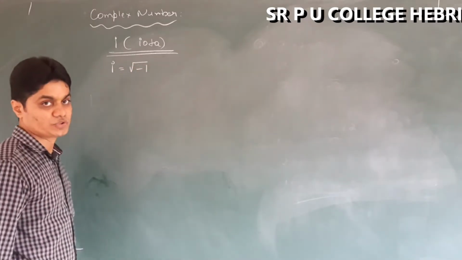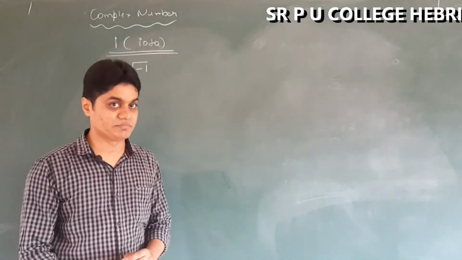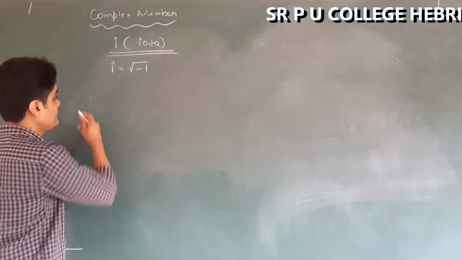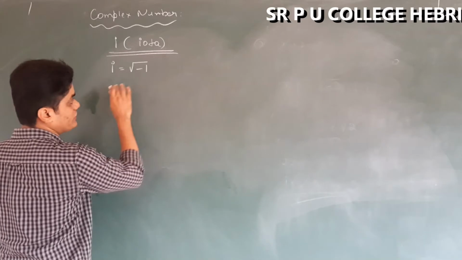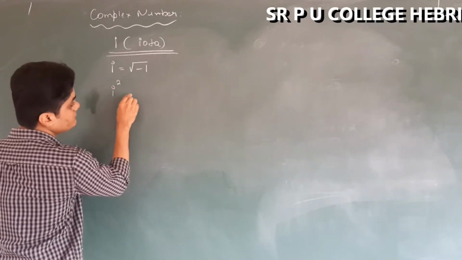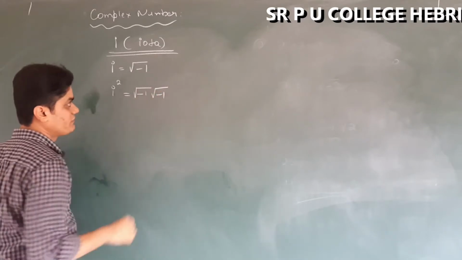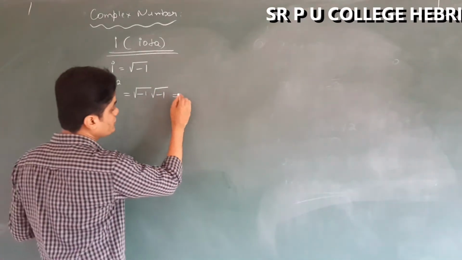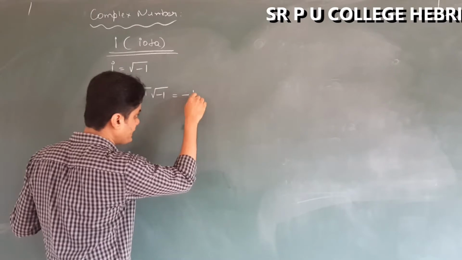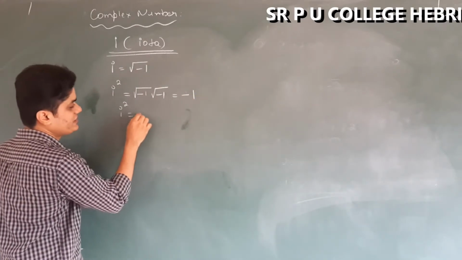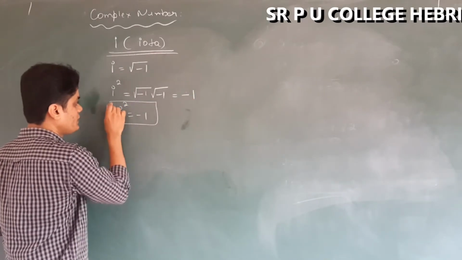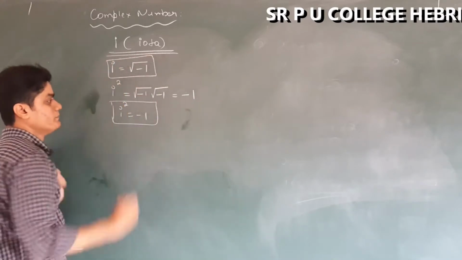I is equal to root of minus 1. This is important. It is known as iota. So what is i square? Root of minus 1 into root of minus 1, that is i into i. So what is root of minus 1 into root of minus 1? Minus 1. So remember, i square is equal to minus 1.